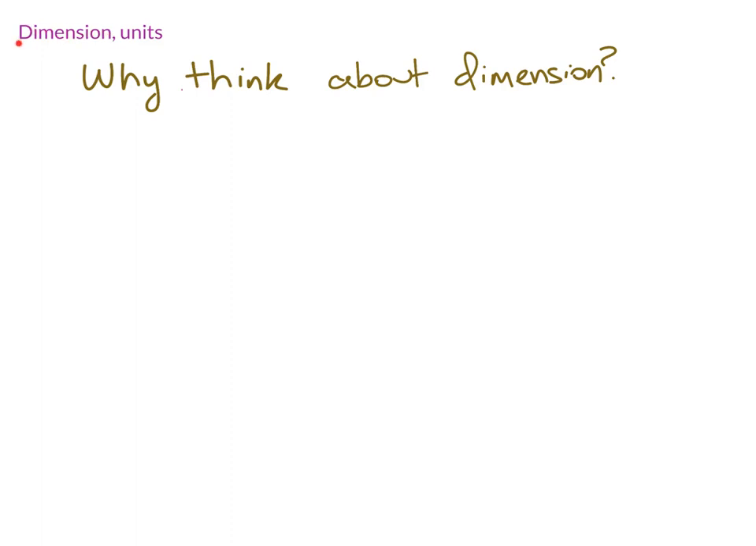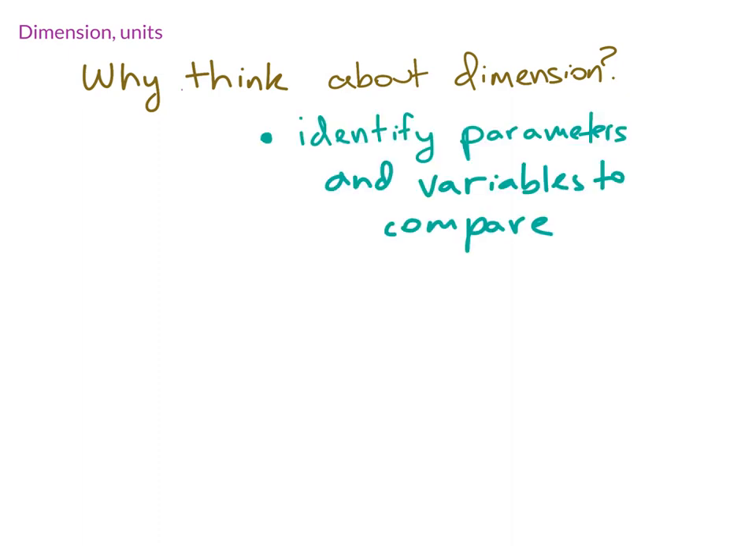Right now, I'd like to introduce the idea of dimension. Why think about dimension? When we're working with a differential equation that's a model for a real phenomena, there might be a large number of different parameters and variables in the equation, and it might be that some of those variables or some of those parameters have the same dimension and some of those have different dimensions.